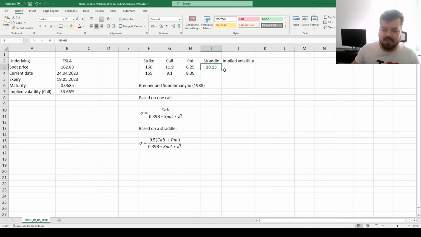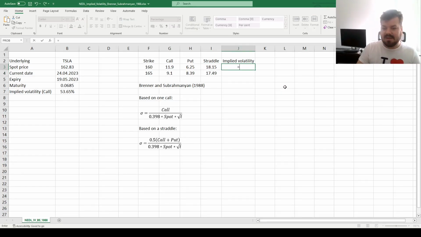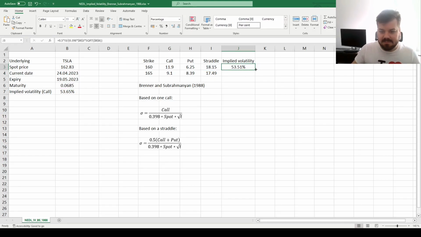Again, it's just the sum of call and put premia for a particular strike. And then we can calculate the implied volatility based on the half of the price of the straddle divided by the same expression, 0.398 times the spot price and times the square root of maturity that we need to lock as well. And that generates very close implied volatility figures of 54% or 52%. We can see that filters out a lot of noise that was associated with using just the call option, say.